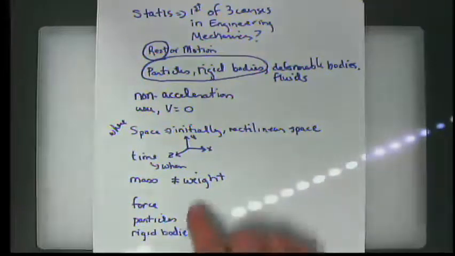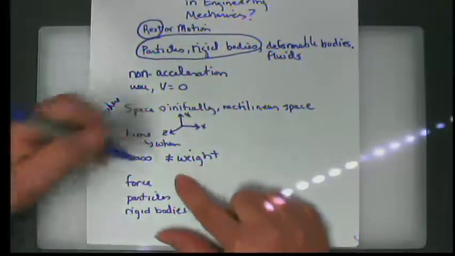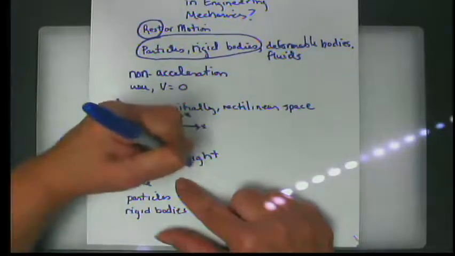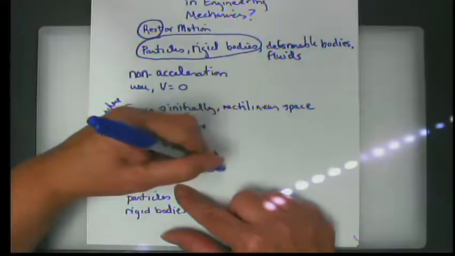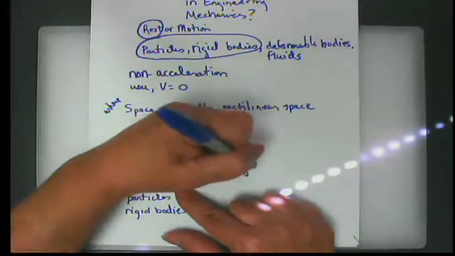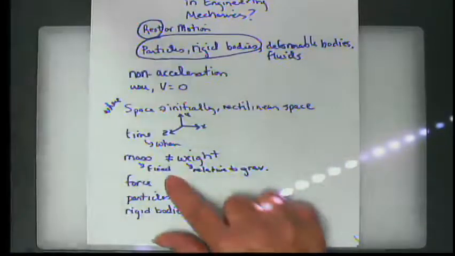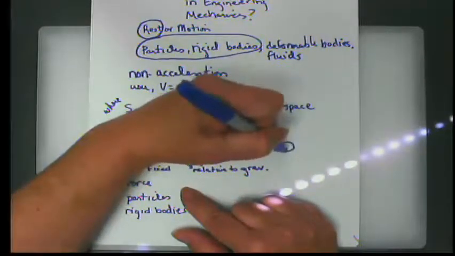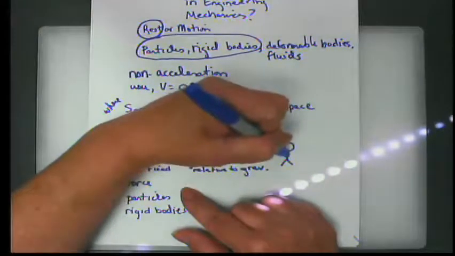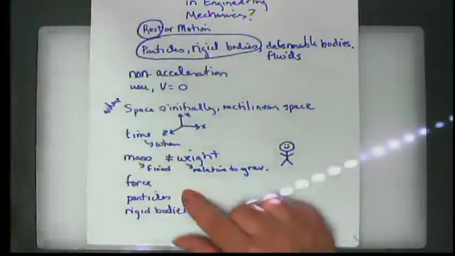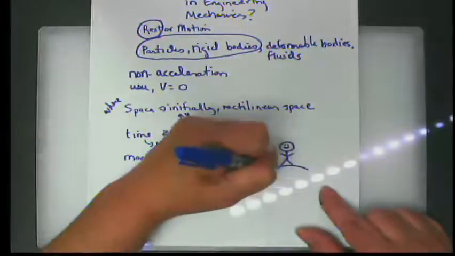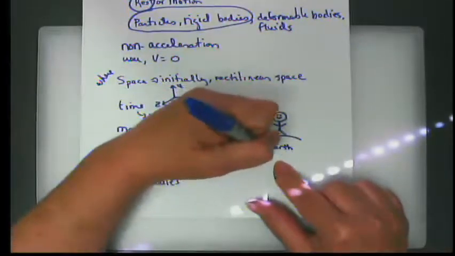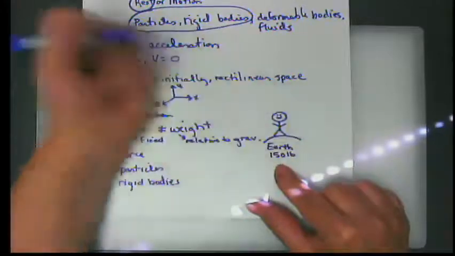Now, when we talk about mass, and as I say here, it does not equal weight, mass is fixed, and weight is relative to a gravitational field. So the easiest way to think about this is, if you are an astronaut, for example, this is you. You're an astronaut, and when you are on Earth, you weigh, let's say, 150 pounds.